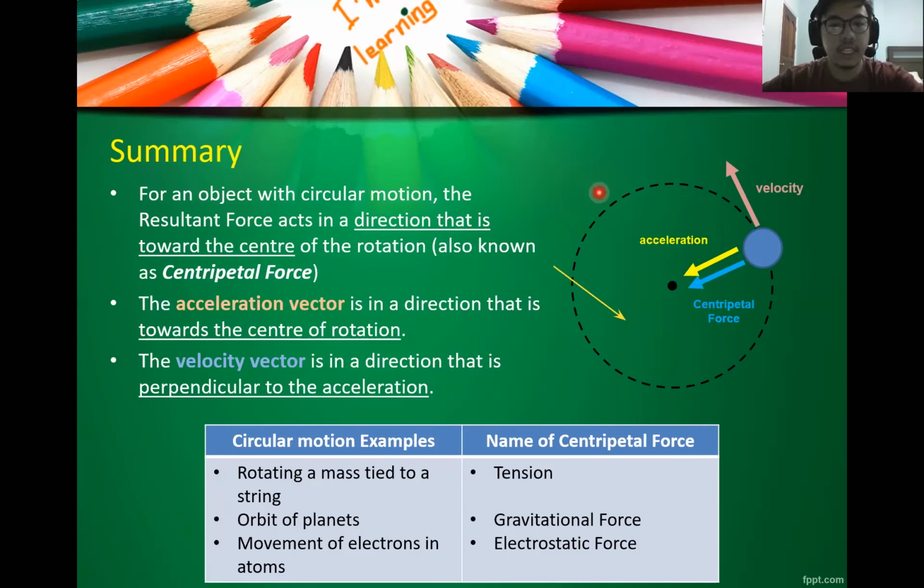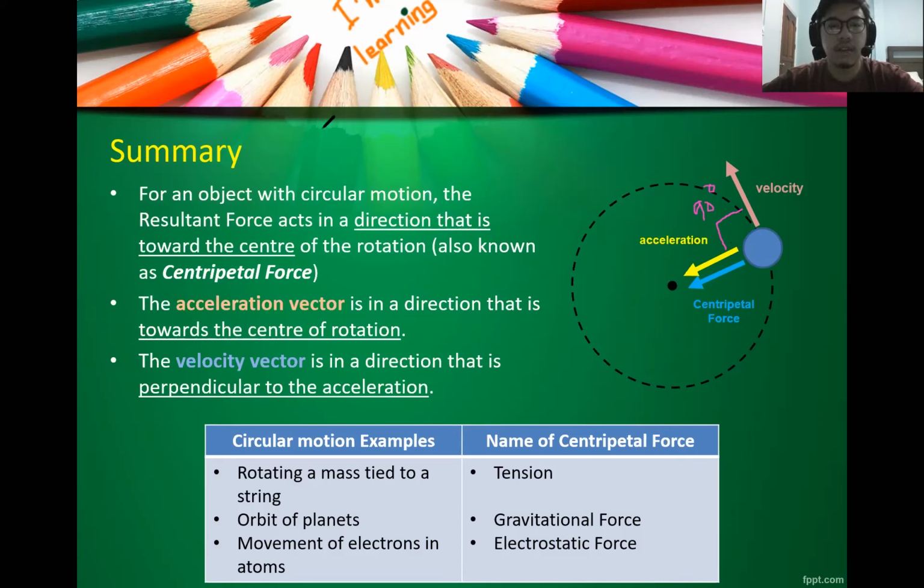The acceleration vector is in a direction that is towards the center of rotation. So just like the centripetal force, the acceleration is also pointing towards the center. Whereas the velocity is pointing in a direction that is perpendicular to the direction of the acceleration. So if you look here, the velocity and the centripetal force are 90 degrees from each other. So in other words, it is perpendicular. Perpendicular means it's 90 degrees. So you can see here.